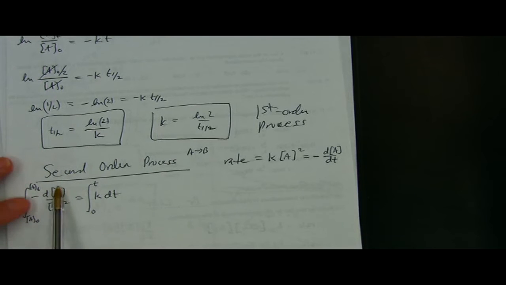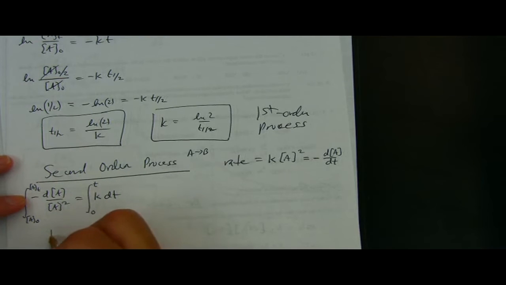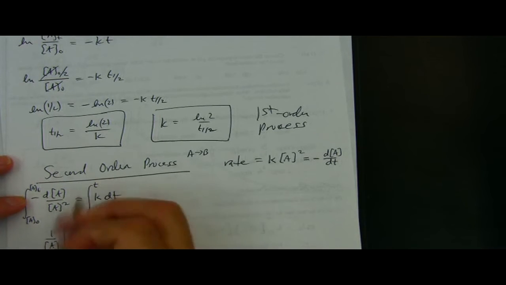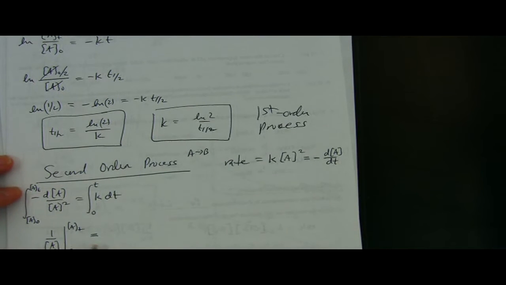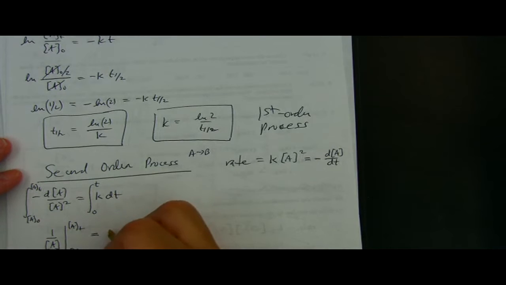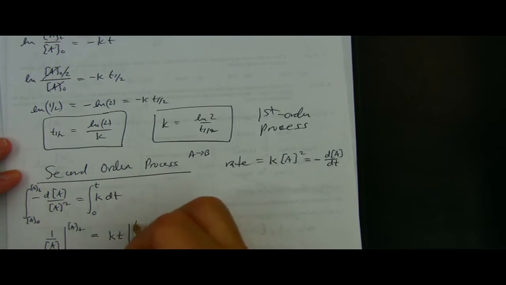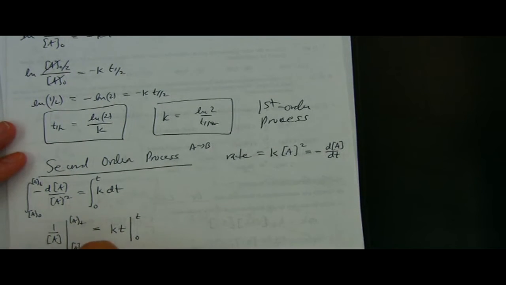All right, anybody know what the integral of dA over A squared is? Negative 1 over A. That's correct. But since we have a negative sign there, what does that become? Just 1 over A, which we go from A naught to A at time t. And the integral here is just kt going from 0 to t. So we will get 1 over A at time t minus 1 over A naught is equal to kt.